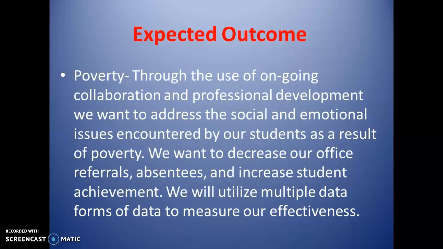Our expected outcome as it relates to poverty. Through the use of ongoing collaboration and professional development, we want to address the social and emotional issues encountered by our students as a result of poverty. We want to see a decrease in our office referrals, a decrease in our absentees, and an increase in our student achievement. And we will do this by using multiple forms of data to measure our effectiveness. We will continuously be looking at multiple forms of data to see if what we're doing is being effective.